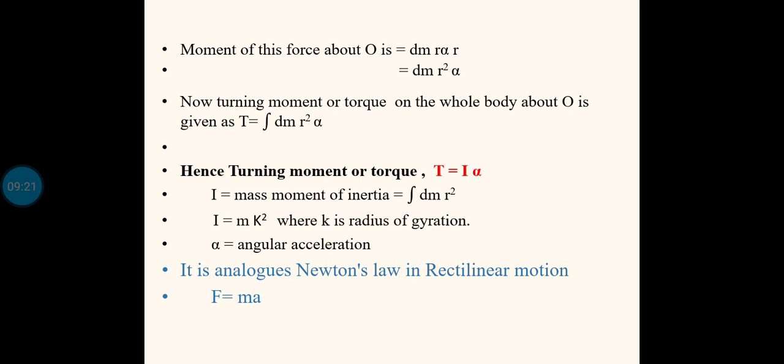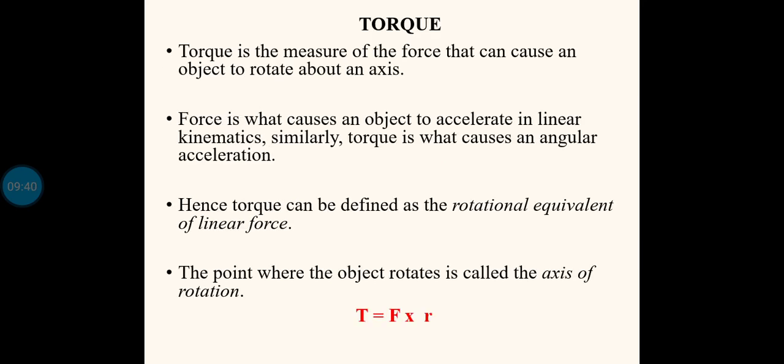That is the importance of this equation, and this equation is very important. Please remember T is equal to I alpha, where I is the mass moment of inertia, also given as I is equal to mk square, where k is the radius of gyration and alpha is the angular acceleration. The k value for different solids will be different, which you have to learn by heart. Now this term torque is new for you, and torque is the measure of the force that can cause an object to rotate about a fixed axis.